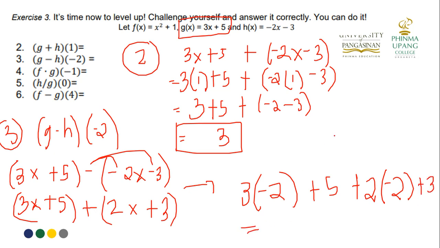So, compute. What is your final answer here? Negative 2. The answer here is negative 2. Why? Because we have negative 6 here plus 5 minus 4 and plus 3. So, the answer here is negative 2. Gets po? Yes, sir. Kanina for confusion, kailangan muna nating i-distribute yan para kuha natin tama sagot.